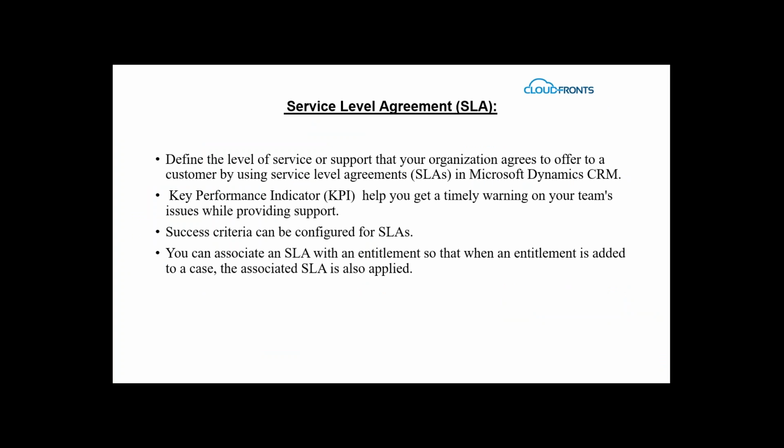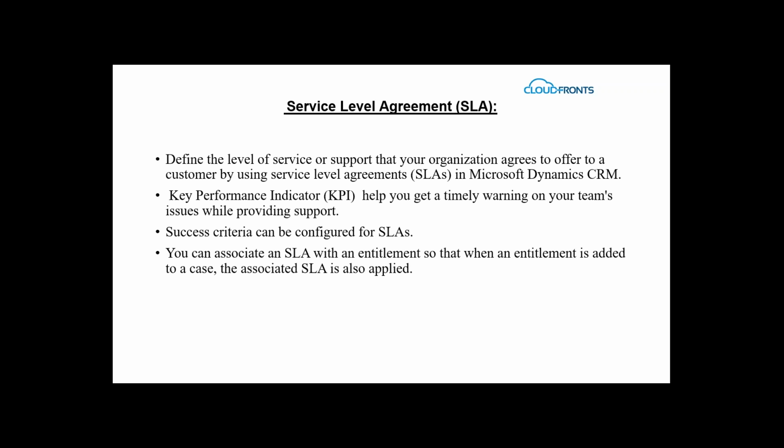Okay, now I'll go to the next part, that is service level agreement. This is a very important part in service management. It defines the level of service or support that your organization agrees to offer to a customer by using service level agreements in Microsoft Dynamics CRM. Key performance indicators, popularly known as KPIs, help us to get timely warnings on our team's issues while providing support. Success criteria can be configured here using SLAs. We can associate an SLA with an entitlement. So when an entitlement is added to a case, the associated SLA is also applied.